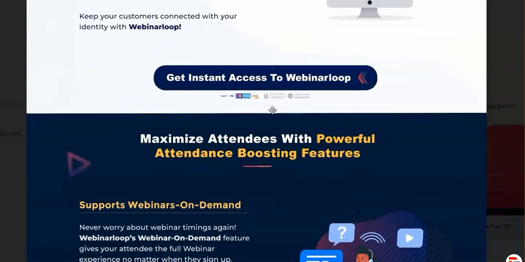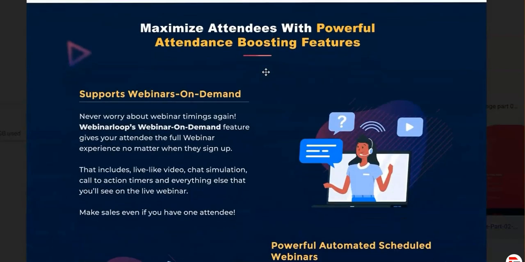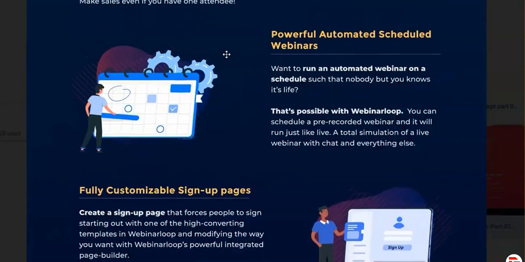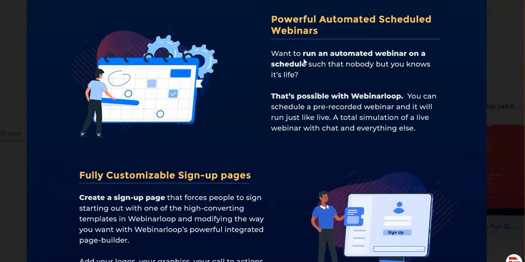Then it also gets you a whole lot of amazing marketing features that get you success at every stage. To get started, you get attendance boosting features like webinars on demand. People can go to your page and watch a webinar whenever they want. You get automated scheduled webinars, so if you want to run a webinar weekly and put in new content every week, you can do that.